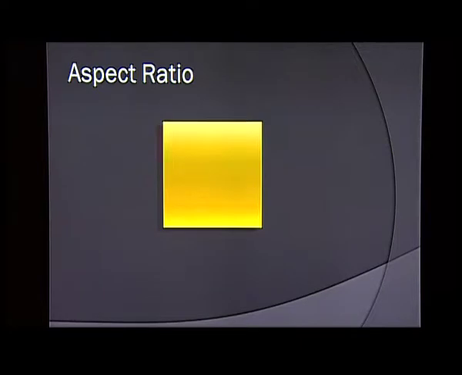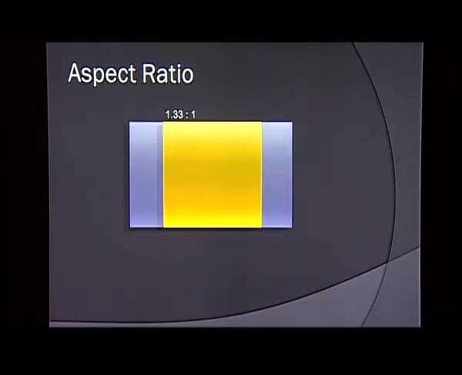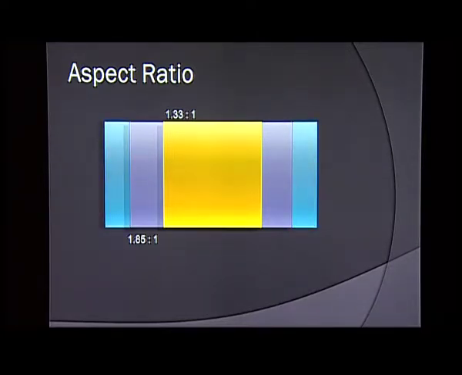Now, let's start with the first aspect ratio, which was a little squarish in nature. It was called the 1.33:1 ratio. Later, that became a little wider and was called the cinemascope ratio, or the 1.85:1 ratio. It went even further and the ratio was struck at 2.35:1, which is the ratio that we usually see in theaters.